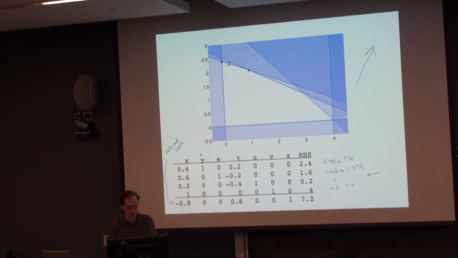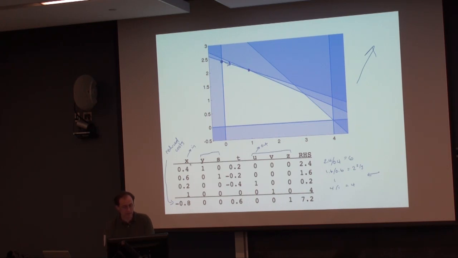So our basis was y, s, u, v, and z. And we have x in, and u is going to go out. Okay? And so what we just did over here, this is called a ratio test, right? We're taking the right-hand side and dividing it by the column corresponding to the entering variable. And it tells us what's going to be the tightest constraint, right? So we just take the tightest one, and that's the one that's going to be leaving, exiting the basis. All right?